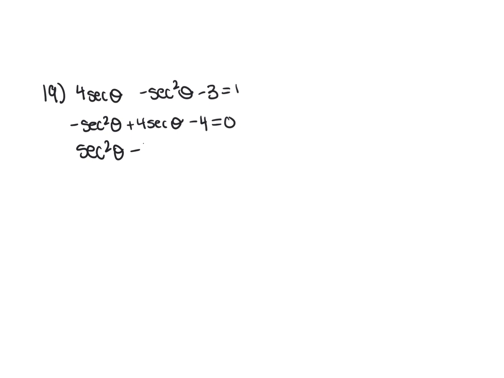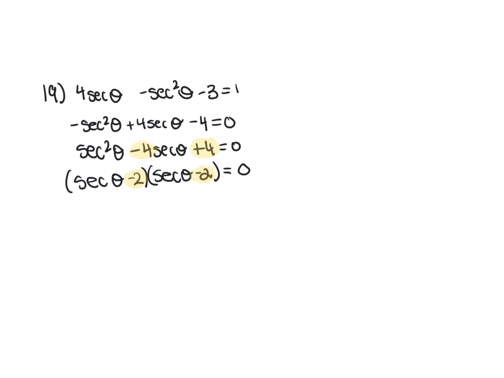Secant squared theta minus 4 secant theta plus 4 equals 0. Now I'm going to factor. Since there's no leading coefficient, I don't have to do grouping or anything like that. I get secant theta minus 2, secant theta minus 2. This negative 2 and this negative 2 multiply to make this 4 and add to make this negative 4. So what this really says is secant theta minus 2 squared equals 0.